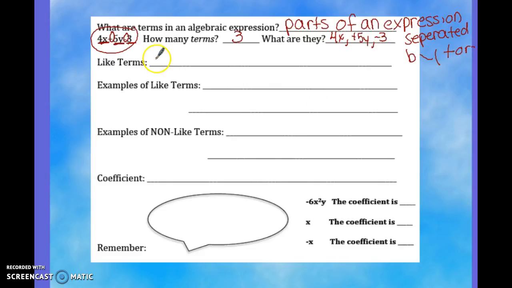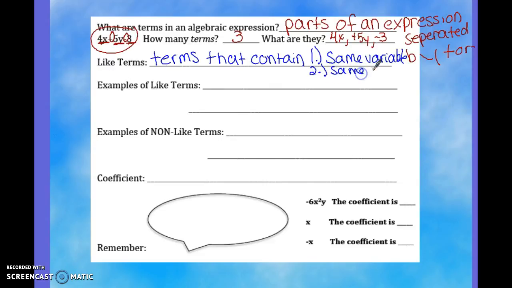Like terms are simply terms that contain two things. One, the same variable, and two, the same power or exponent.